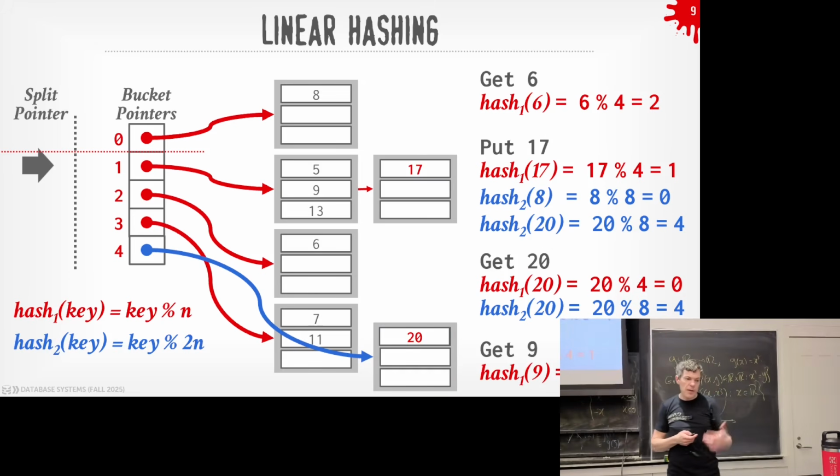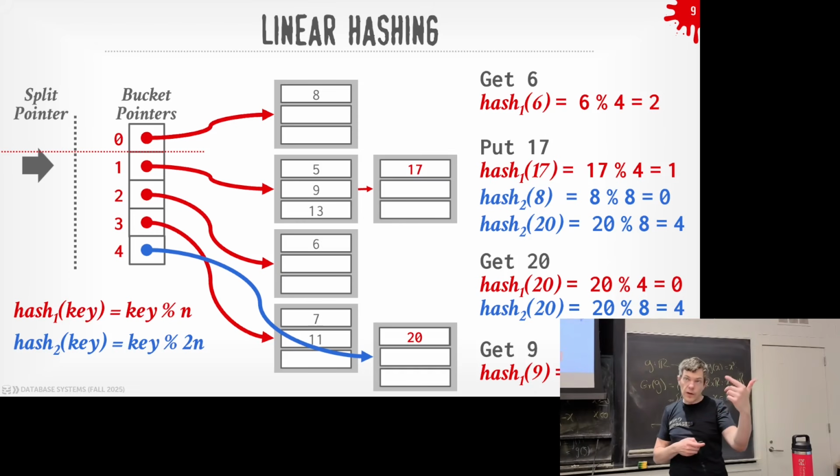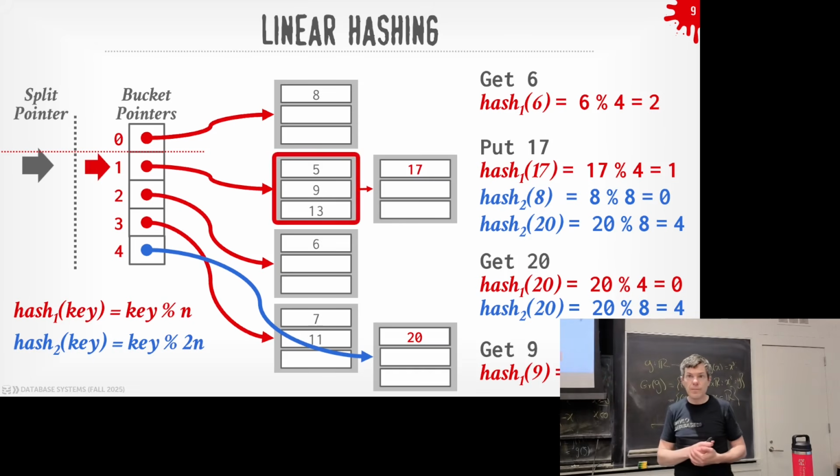Same thing, get on 8. 8 mod 4 is just 1. 1 is where the split pointer is at, so 1 is equal to 1. So I know I don't need to run the second hash function. I can just jump to the first one and find the thing I'm looking for.